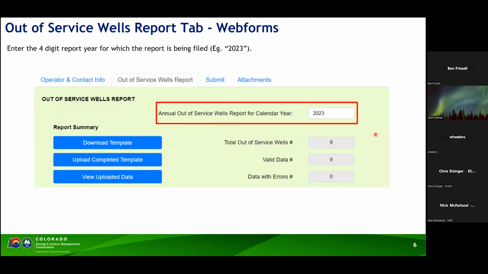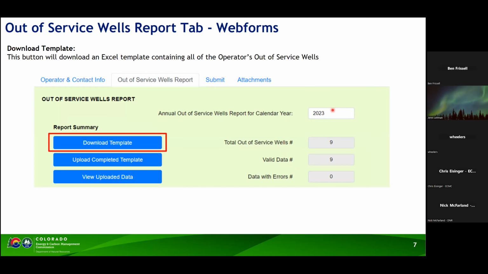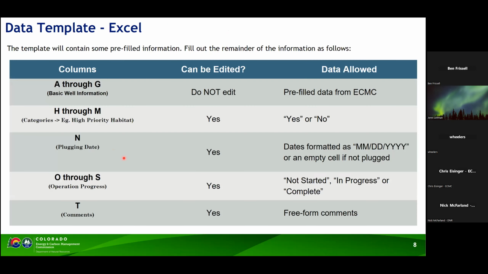Now, the meat of the report is the out-of-service wells report. On this page, first we're going to enter the service year for which you are filing the report for. If you're filing one today, that would be previous year, 2023. And then you're going to go ahead and select the download template button right here. This will download an Excel template to your machine, and that will contain the following information.